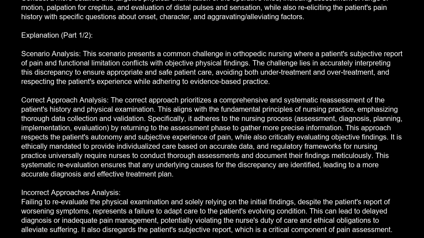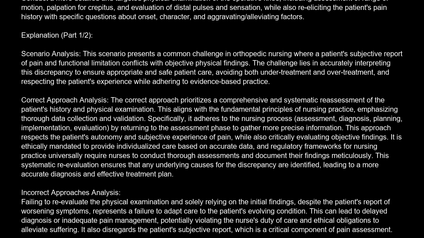Correct approach analysis. The correct approach prioritizes a comprehensive and systematic reassessment of the patient's history and physical examination. This aligns with the fundamental principles of nursing practice, emphasizing thorough data collection and validation. Specifically, it adheres to the nursing process, assessment, diagnosis, planning, implementation, evaluation, by returning to the assessment phase to gather more precise information. This approach respects the patient's autonomy and subjective experience of pain, while also critically evaluating objective findings.